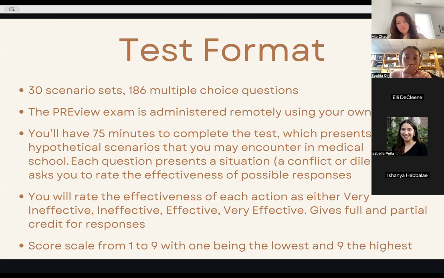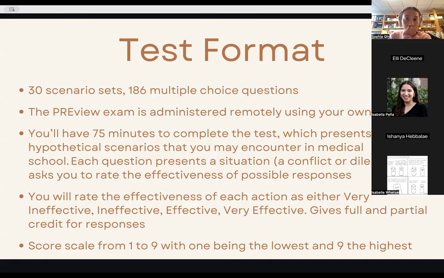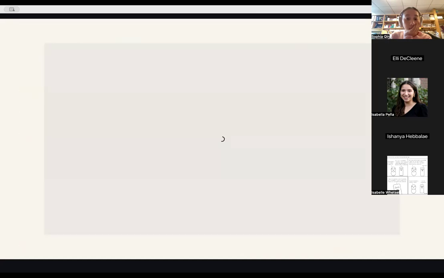What they do is give you a series of hypothetical scenarios that you may encounter in a medical setting, so typically in medical school. Then it will be a conflict or a dilemma, and it will ask you to rate the effectiveness of a response. We will look at some samples, but it's essentially a multiple choice type test, versus what you'll see when we talk about the Casper. And then there's a scoring scale from 1 to 9, with 9 being the highest, essentially.